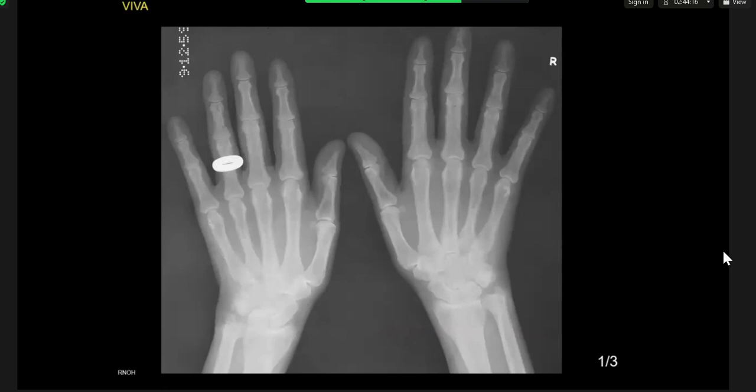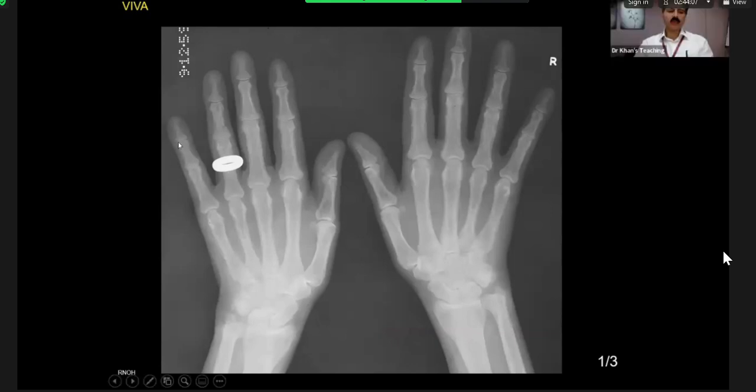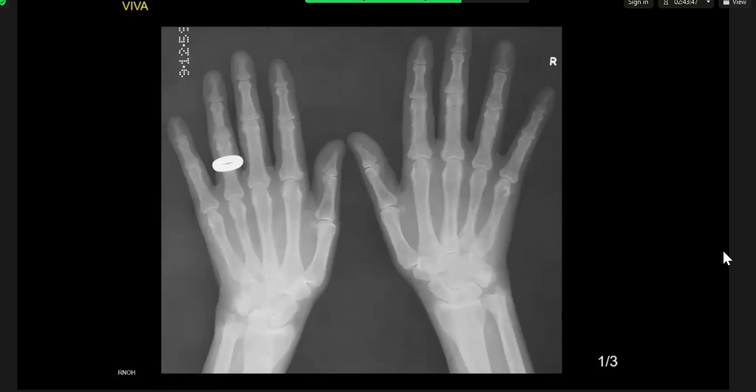Gout could be a possible differential, given that it's predominantly a distal phalangeal joints. So if you see these joints, this distal row, interphalangeal joint, do you think they are involved? No, not really. So anything else can explain this finding? You have picked up brilliantly. Well done. Acrosteolysis. Hyperparathyroidism can cause this. Excellent, excellent.